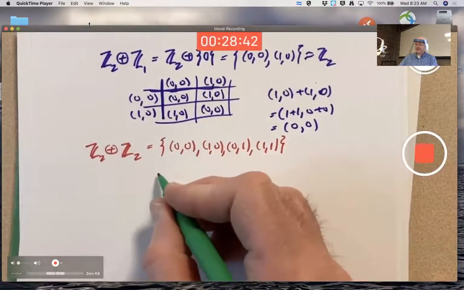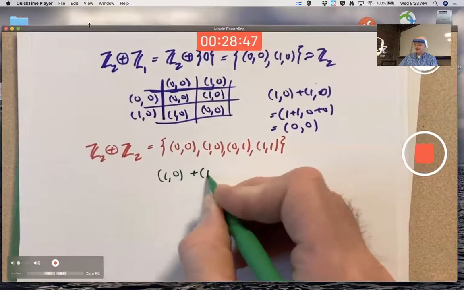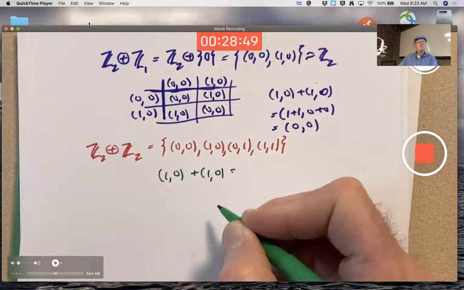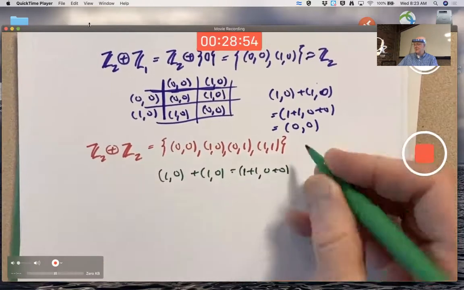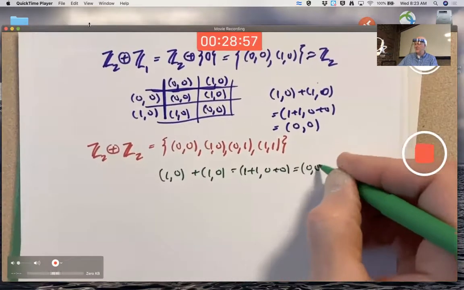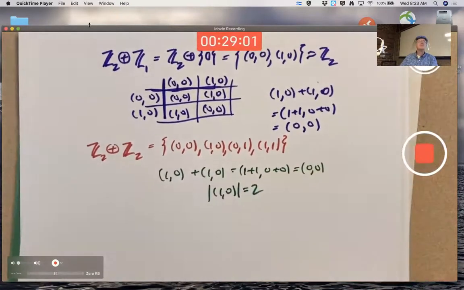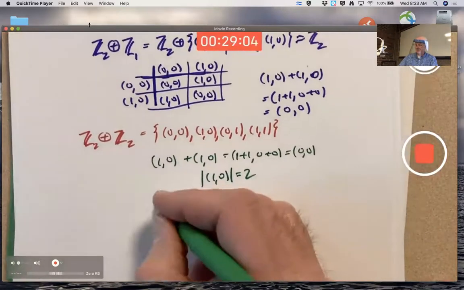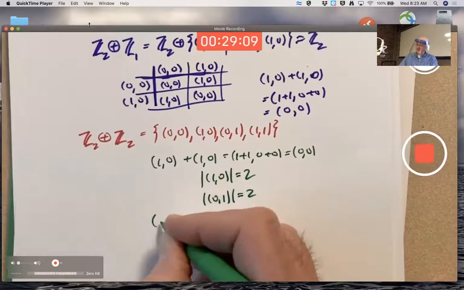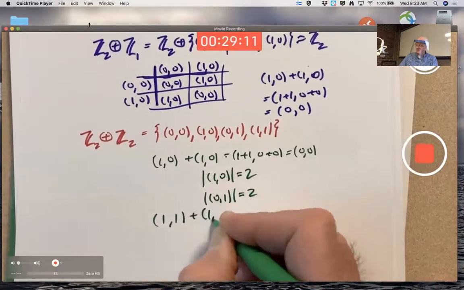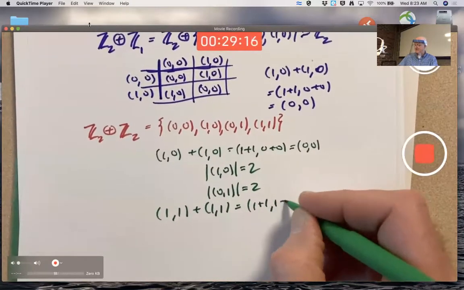I won't bother making the Cayley table. Instead, I'll compute orders. Both components are done mod 2. We get (0,0). The order of (1,0) is 2. Likewise, the order of (0,1) is also 2. And the order of (1,1) is also 2. Therefore, is it cyclic or not?